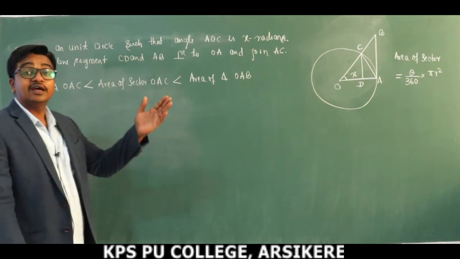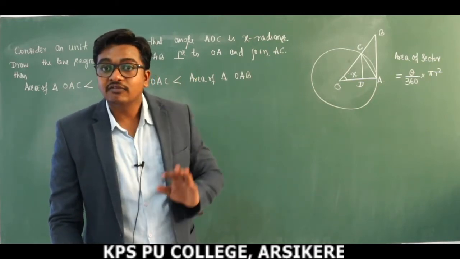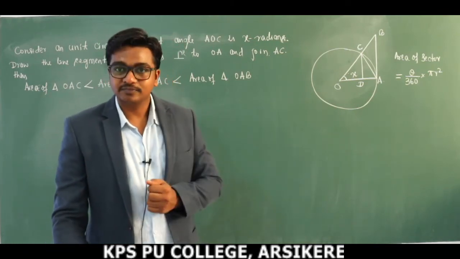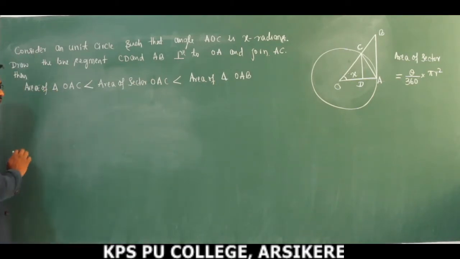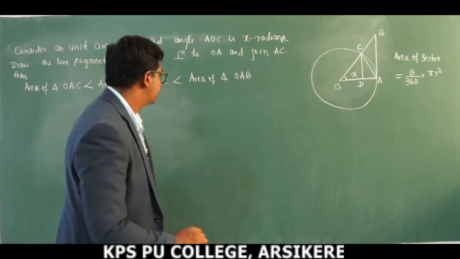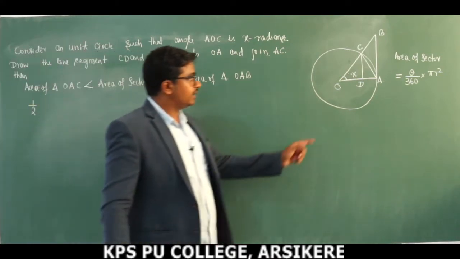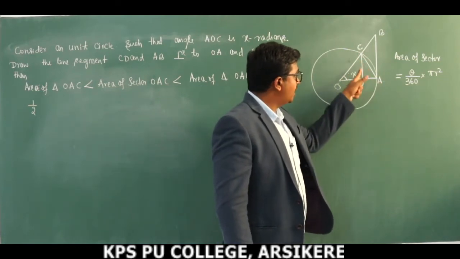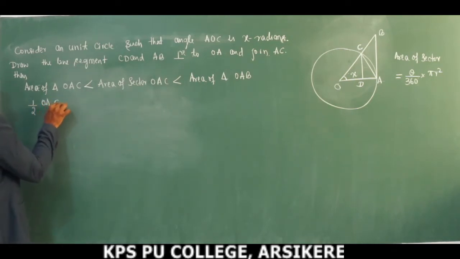But we have taken radians here. So 360 gives the interior angle of the circle. When you convert 360 to radians, we get 2 pi. Therefore, area of triangle OAC is half into base into what? Height. In triangle OAC, base is OA and height is CD. This becomes half into OA into CD.